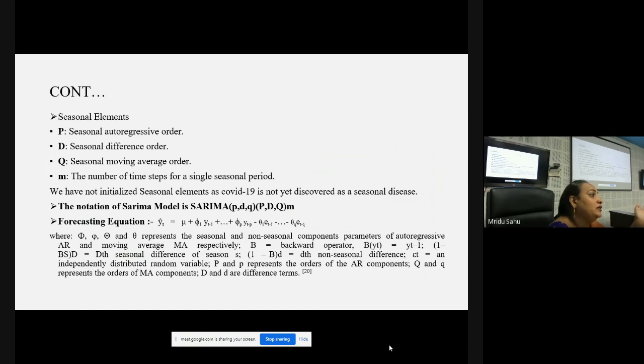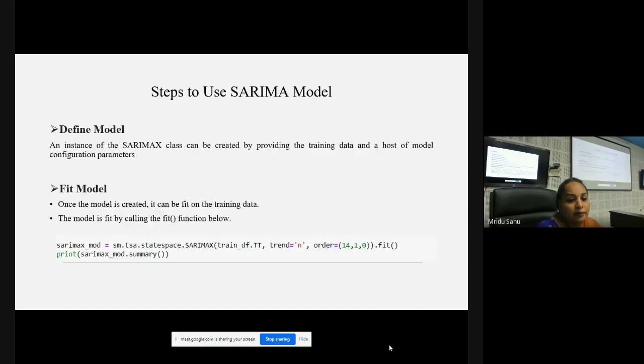But if Python is giving the answer, how can you think about where the answer came from? So with that understanding, what will be the input, what will be the output, what are the parameters, how to fit, and how to tune the parameters is required for the fittings. So P is the seasonal autoregression order, D is the seasonal difference order, Q is the seasonal moving average order, and M is the number of time steps for a single seasonal period.